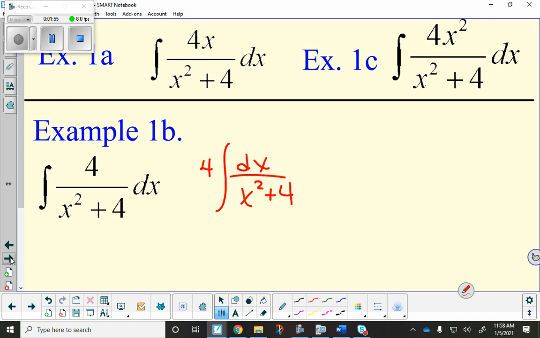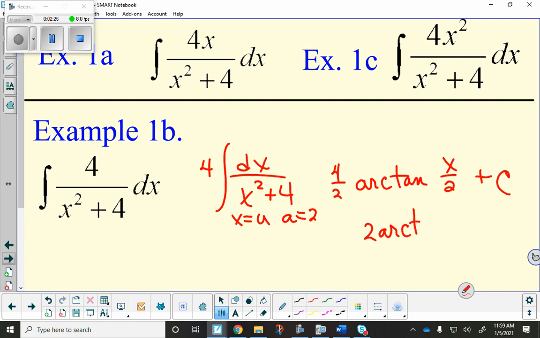that would look like an inverse tangent, where my u is equal to x and my a is equal to 4. Excuse me, my a would equal 2. So this would be 4 over 2 times the arctangent of x over 2 plus c. Well, I'm feeling really good about all this stuff.